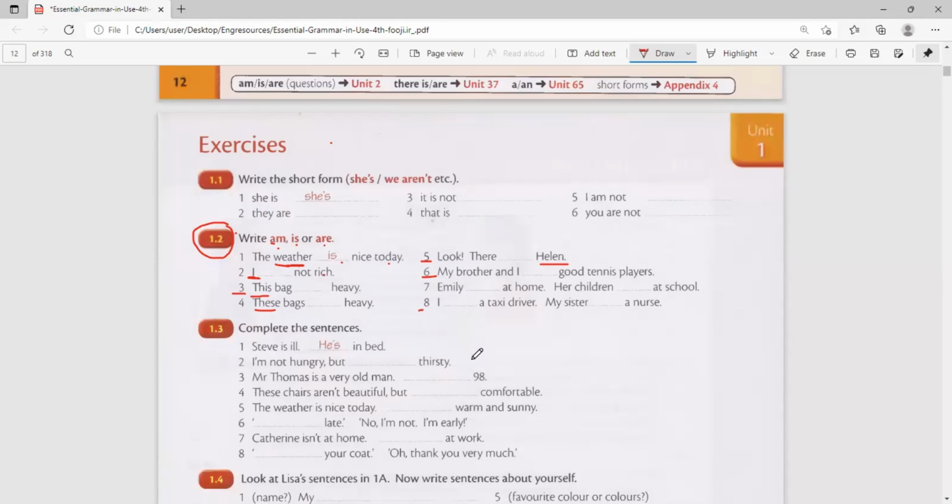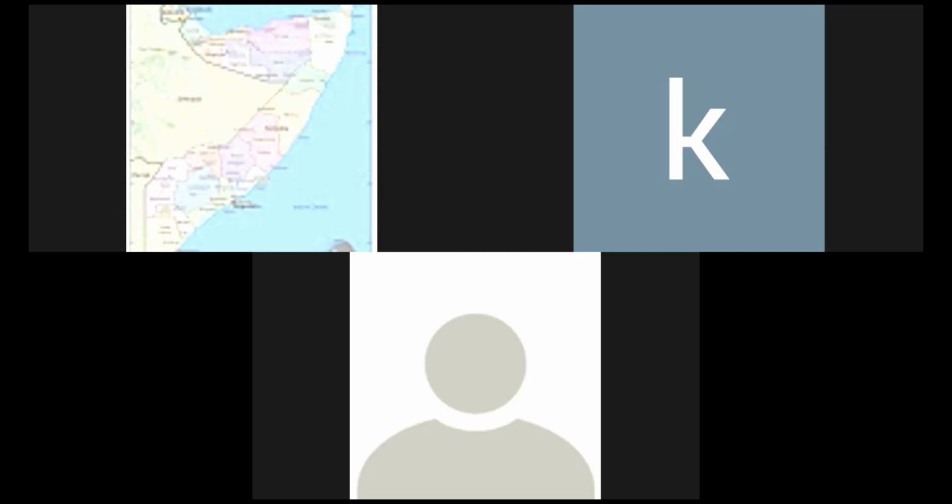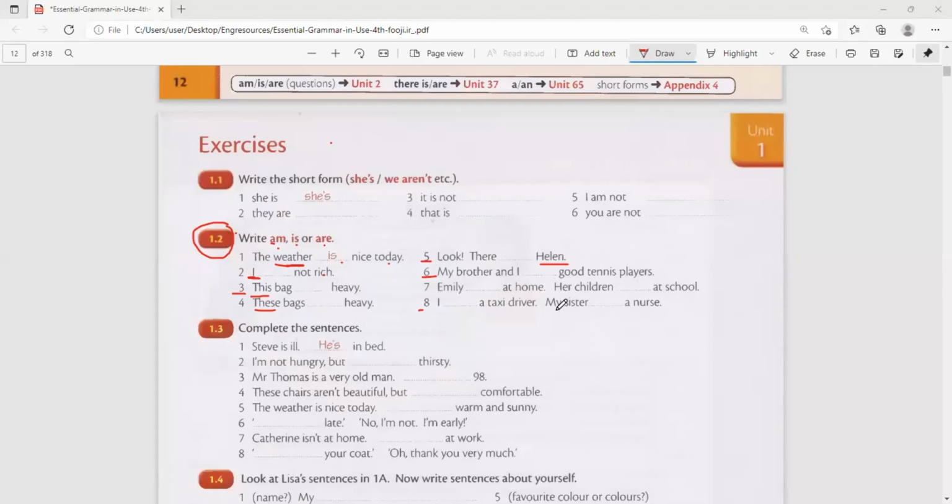Number 8, Yasin. I am a taxi driver. My sister is a nurse. My sister, again. She's a nurse. No, don't say she. When you say my sister, don't put she, because already we have my sister is a nurse. Yeah, my sister is a nurse. So when you have the noun, you don't give the pronoun. Don't say my sister she. Don't say Abdurrahman he. Simply say Abdurrahman, and then you give the verb.